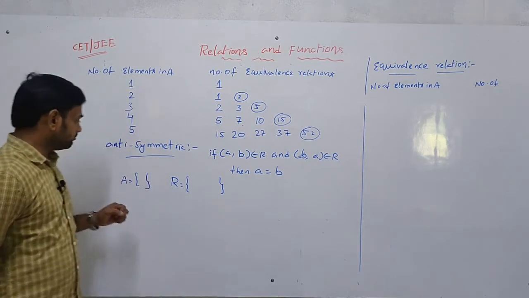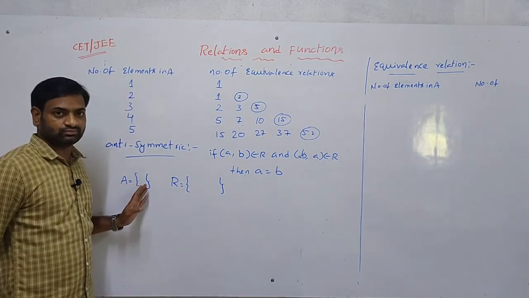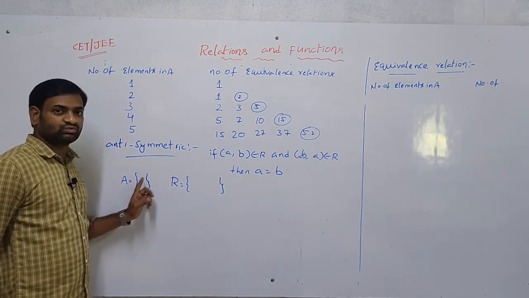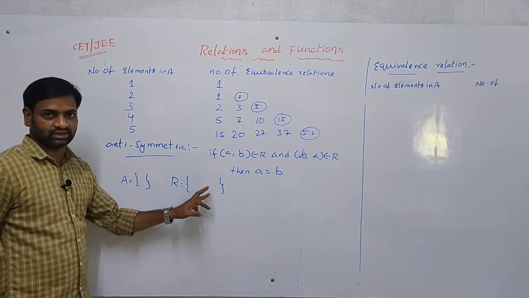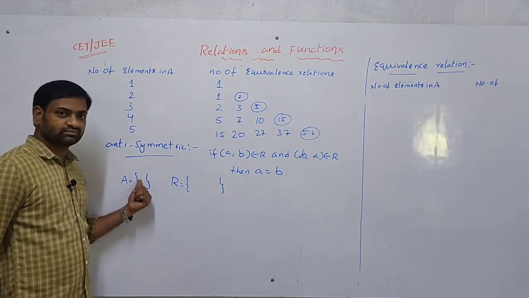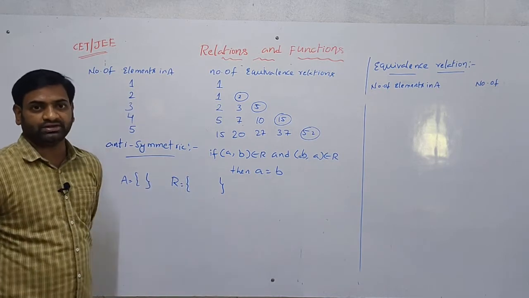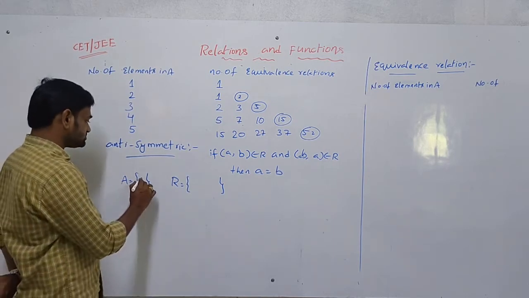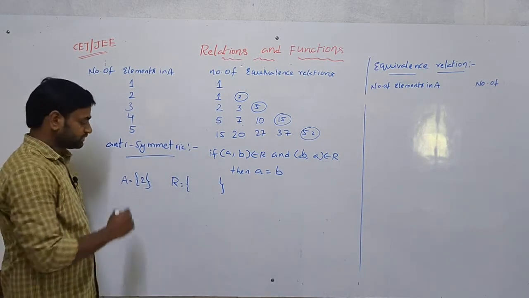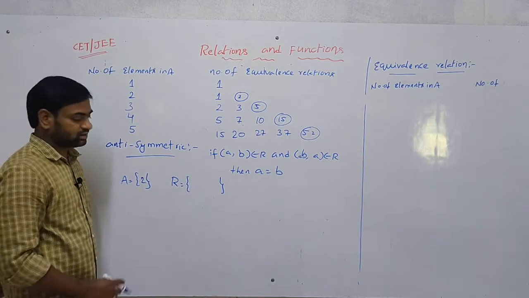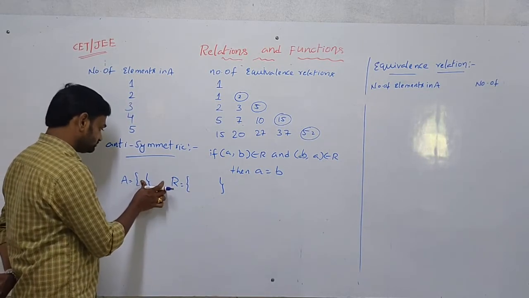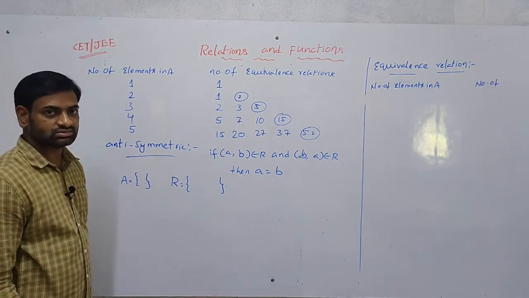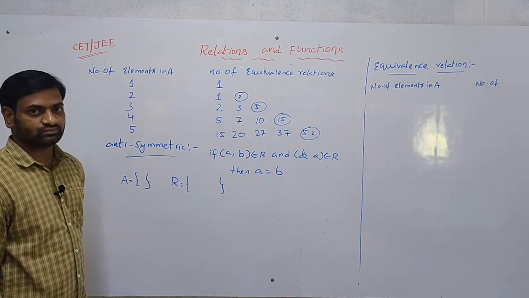How is it? For the reflexive, to check the reflexive, if 1 is there then 1 comma 1, if 2 is there then 2 comma 2 should be there. But here there are no elements. Here also no other elements. So it is reflexive. Suppose 2 is there, then 2 comma 2 should be there. 3 is there, then 3 comma 3 should be there. There are no elements here. Here also no ordered pairs. So it is reflexive.